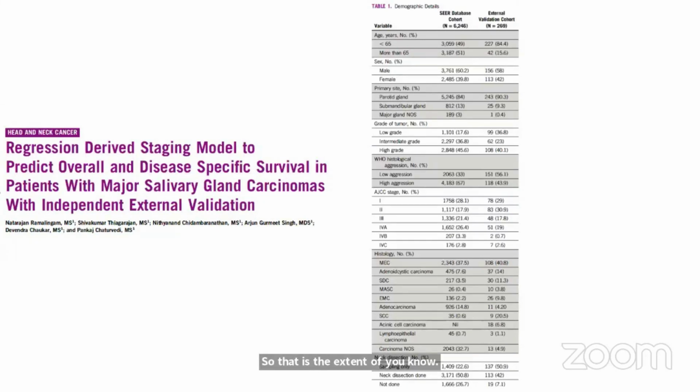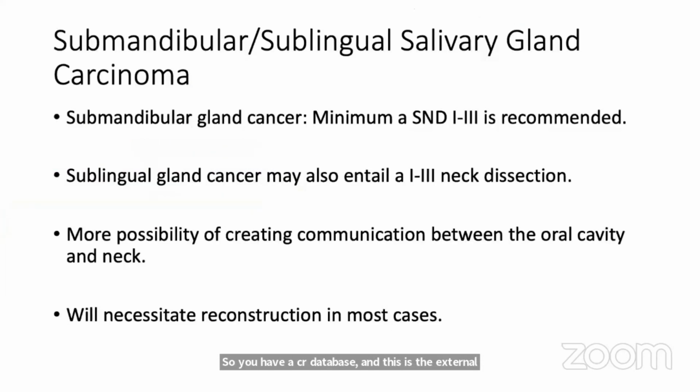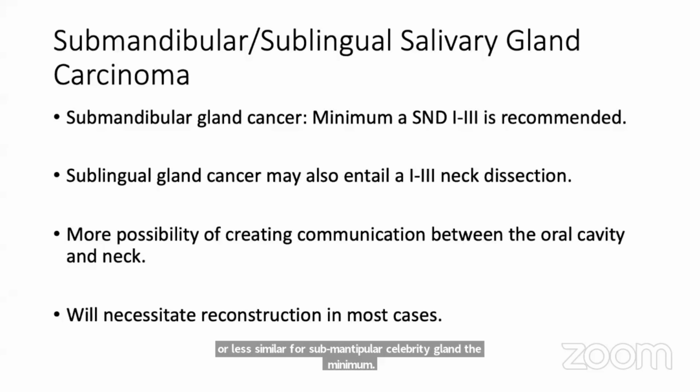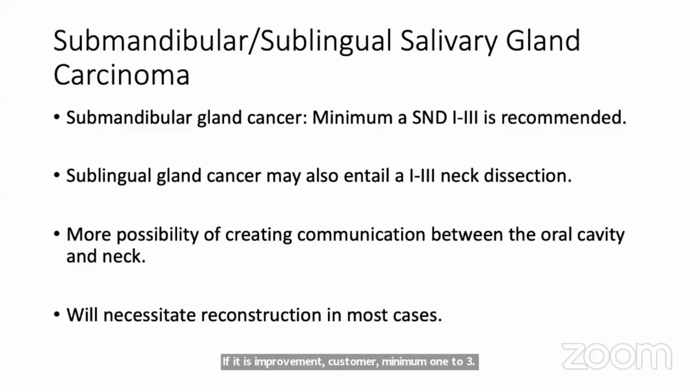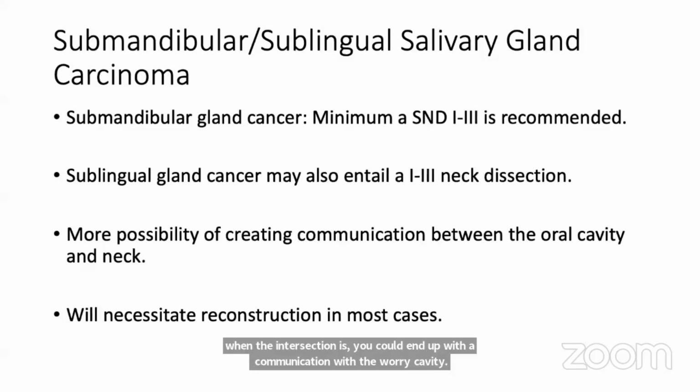So you have a SEER database, and this is the external database, which is our institute database, which is more or less similar. For submandibular salivary gland, if it is proven carcinoma, a minimum 1 to 3 neck dissection is what is recommended. Similarly, for the sublingual gland. And the problem here with the sublingual gland dissection is you could end up with a communication with the oral cavity. So reconstruction is a must in a sublingual gland resection more than a submandibular gland resection.